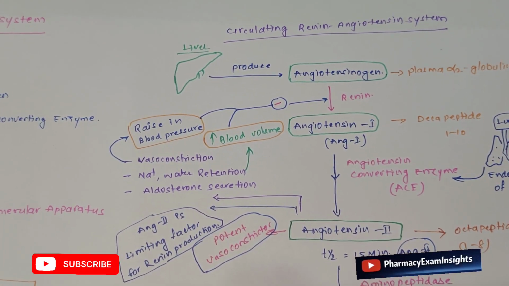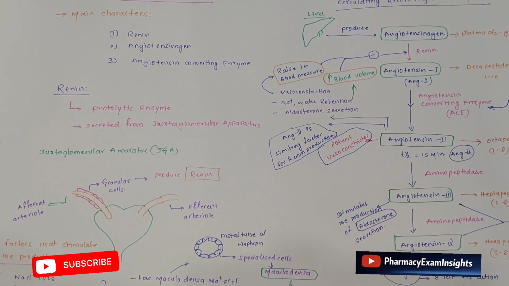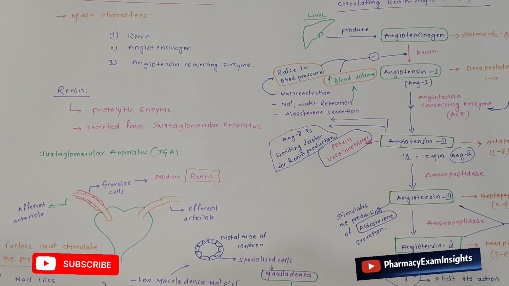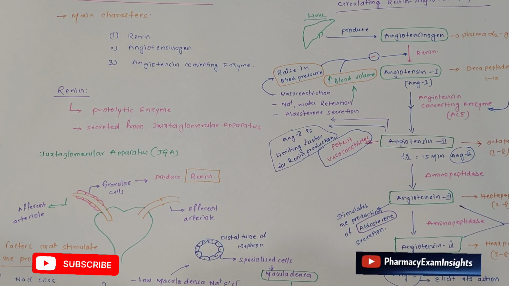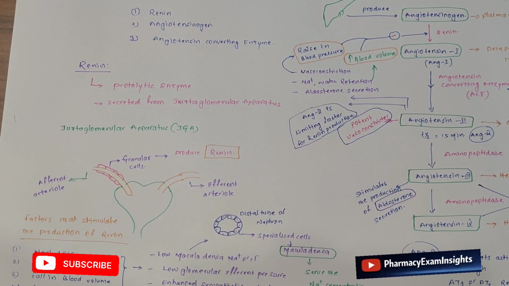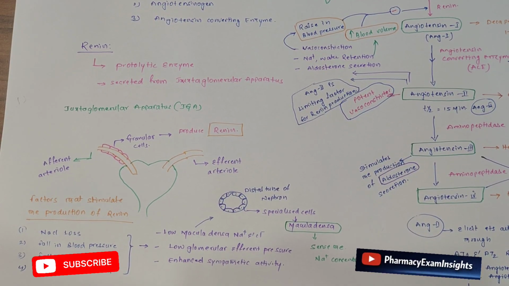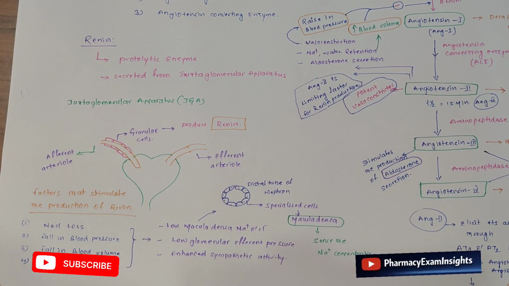Friends, I am going to repeat again. Renin is a proteolytic enzyme secreted from the juxtaglomerular apparatus of the nephron. This juxtaglomerular apparatus consists of the afferent arteriole and efferent arteriole. The afferent arteriole consists of granular cells. This will produce the renin enzyme.